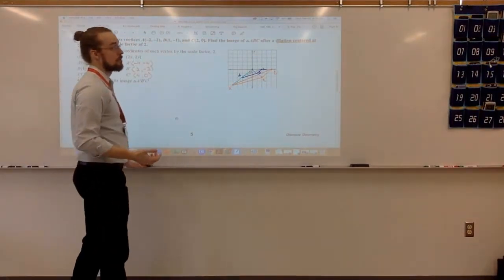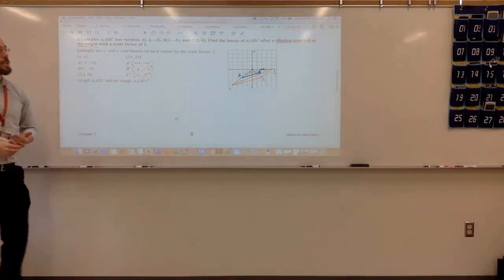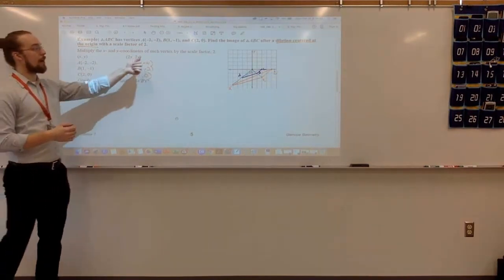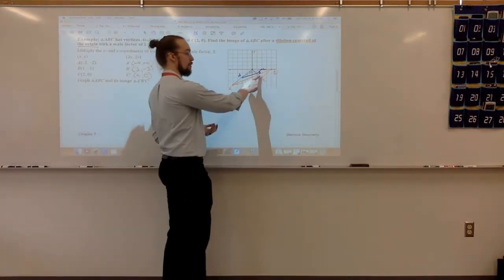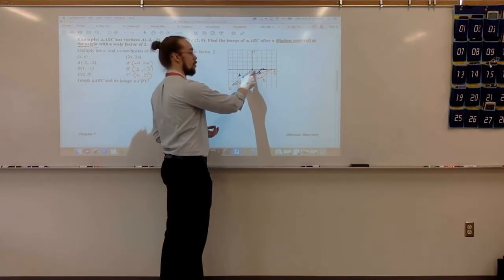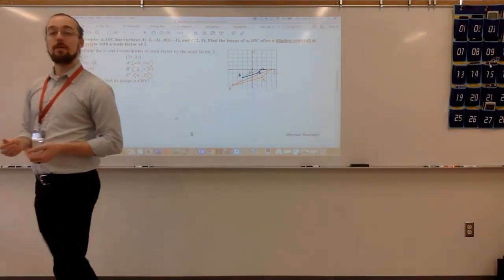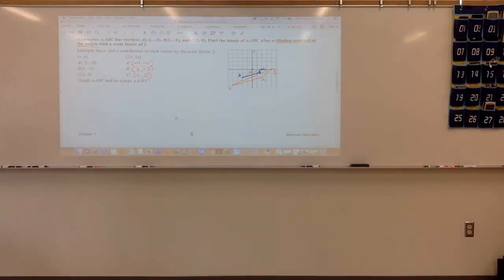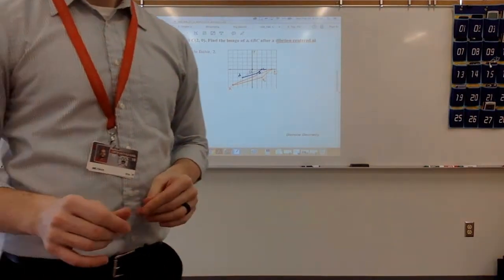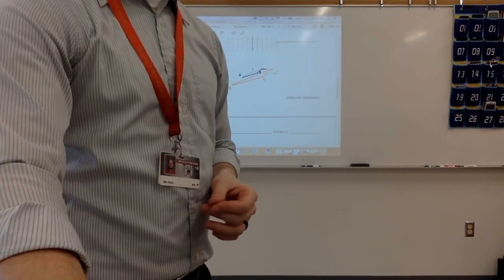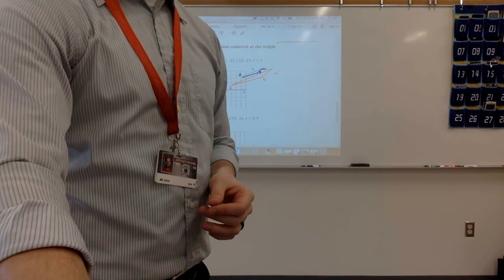But the shortcut, if our dilation is centered at the origin, all we're going to do is multiply the coordinates by the scale factor to get our new figure. Okay? Questions? Yeah, so on the back, we're going to do some more examples with that same idea.